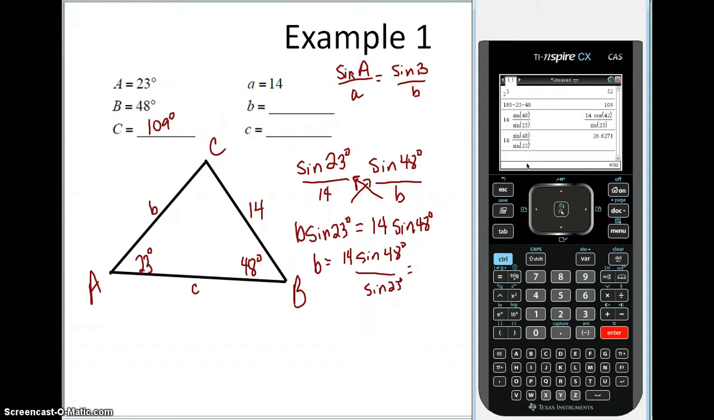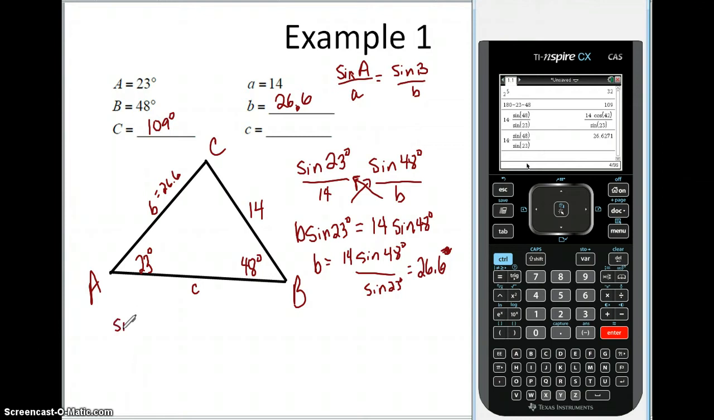And we're going to get 26.6. Sorry, not degrees, it's just 26.6. All right, so we got B here is 26.6, and now we need to find C, and we're going to do C the same way we did B.